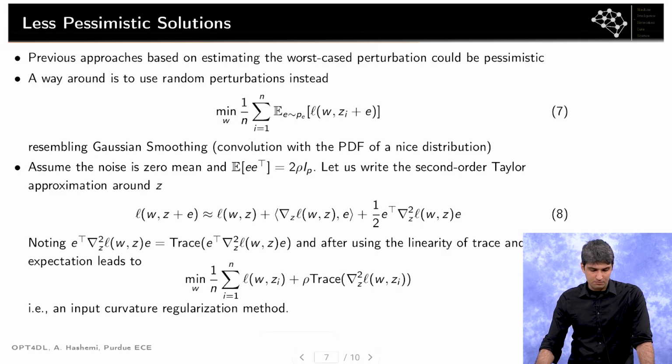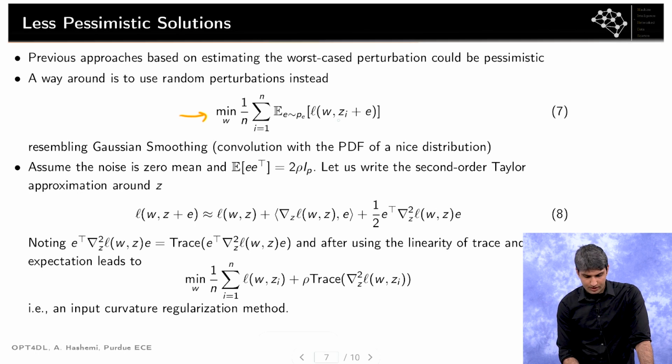So what we can do is find a workaround, and instead of finding worst case perturbations, we utilize the idea of random perturbations to induce robustness in our model. A simple application of this idea leads to this optimization problem, where we are minimizing again the average loss.